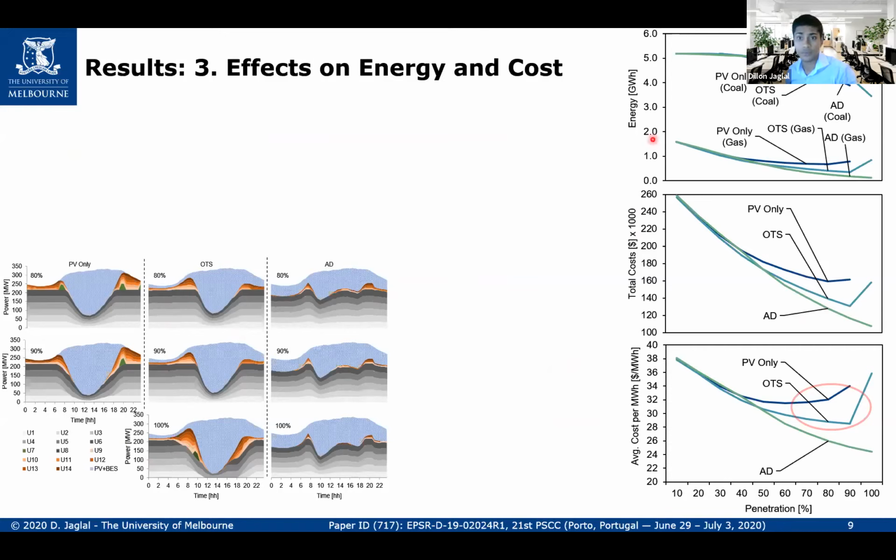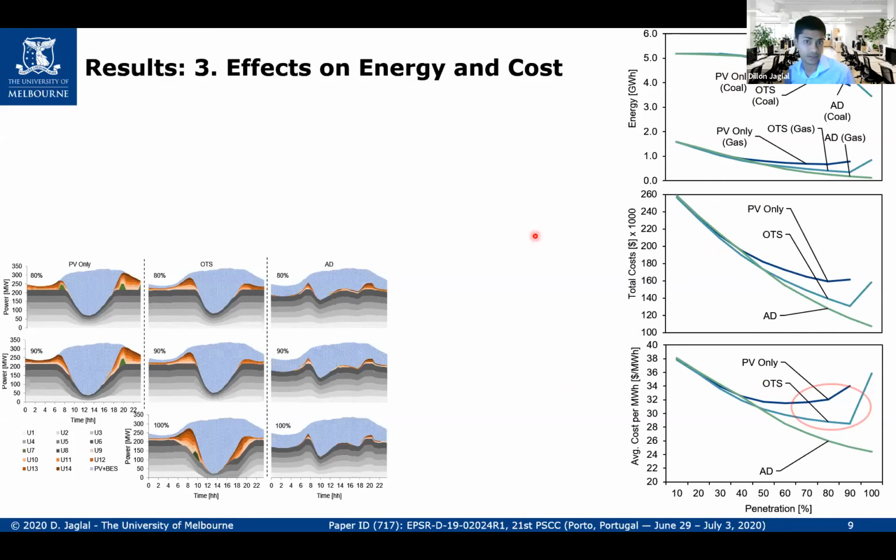So we have three plots on the right-hand side showing the energy for the two types of plants, coal and gas. And for each operating scheme, PV only, OTS, AD, and then for each penetration level. Then we show the total daily cost. And then we have the average cost per megawatt hour. And the reason we show this is, oh, by the way, this was averaged across the generators throughout the 24-hour period. And the reason we show this is to capture the effect of the unit cost of energy delivered.